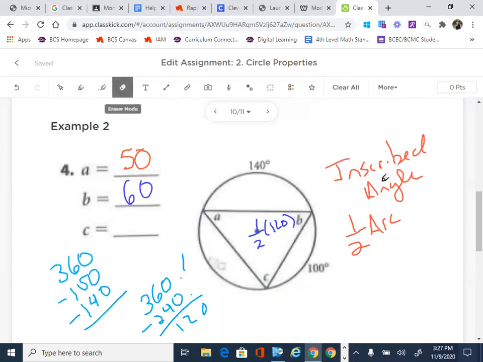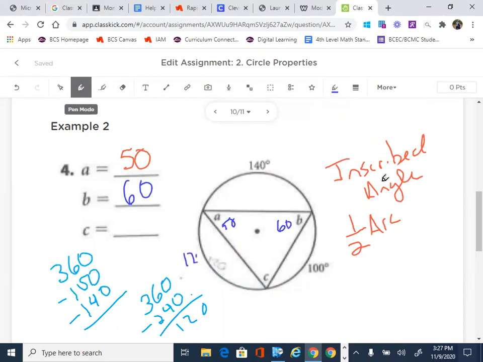Okay, and then finally, now that I've got that information, if I go back there and put it back in there, I know that A was 50, I know that B was 60, and I know that this was 120 out here. I could still do the exact same thing. I can say, okay, well, how many degrees are there in a triangle? 180. And I can subtract 50 from 180 and 60 from that to get C.